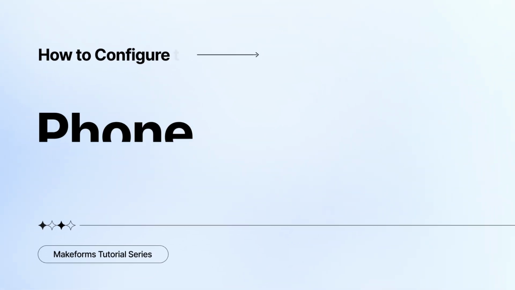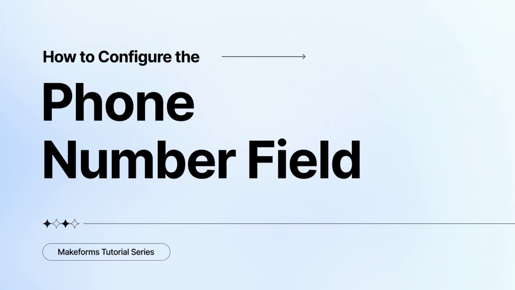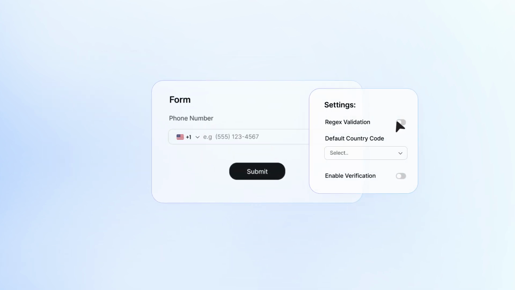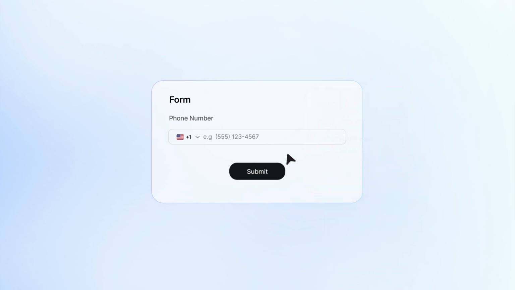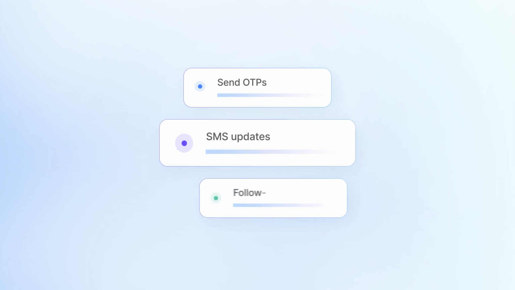In this video, we'll explore the phone field. The phone number field lets you collect a contact number from your users. You can control the format, set the country code, and use phone number verification so you only get usable numbers. This is especially helpful if you plan to send OTPs, SMS updates, or follow-ups.